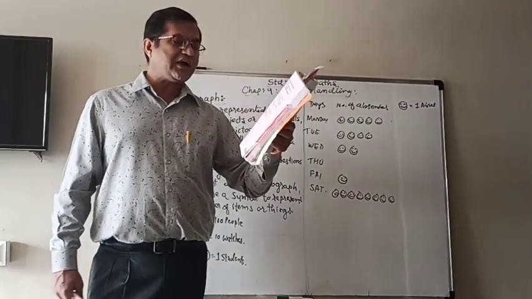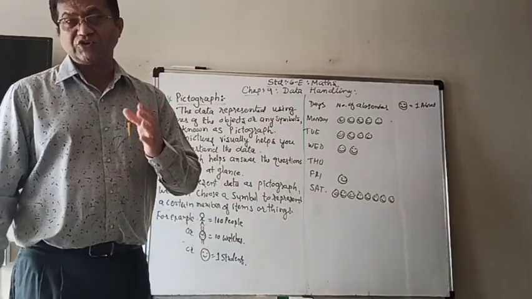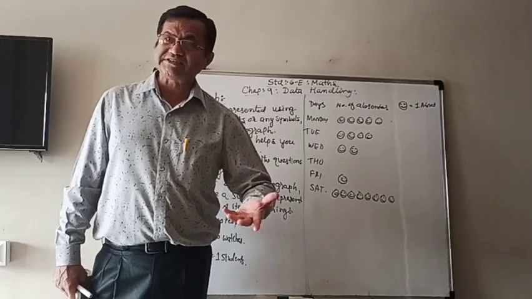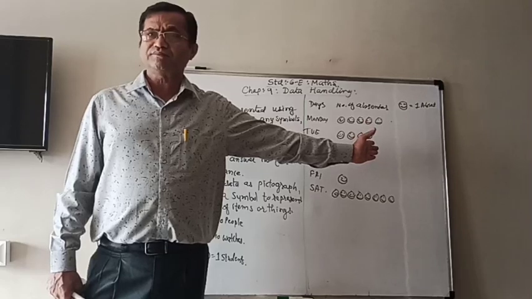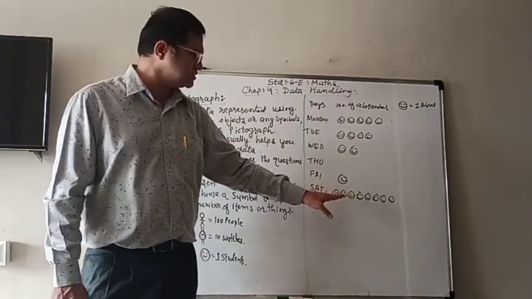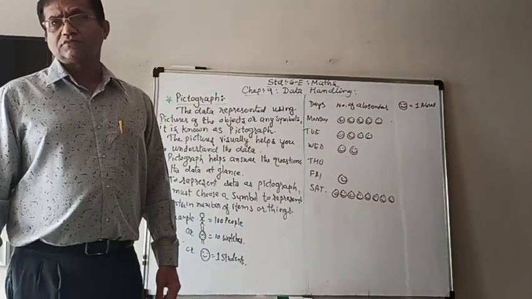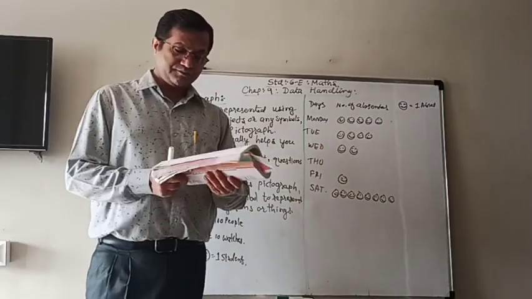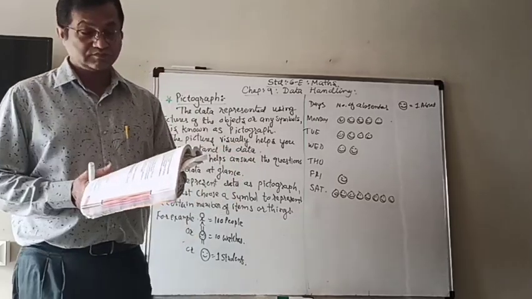On which day were the maximum number of students absent? The first question is on which day the maximum number of students are absent. So now we look at the pictograph. You can see, even if you don't count, that here there are lots of smileys, lots of faces drawn. Which day is it? Saturday. So you can write down the answer: on Saturday, the maximum number of students were absent.